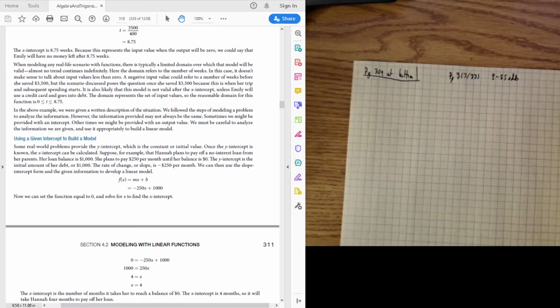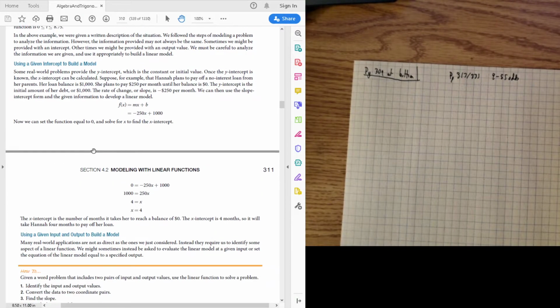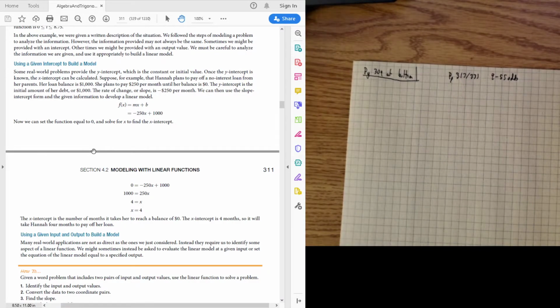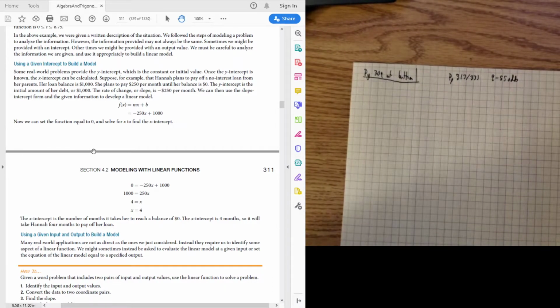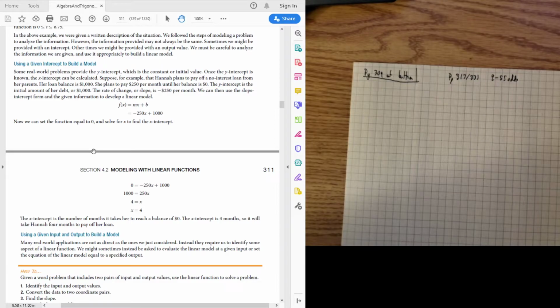Okay, next piece. Given a model. Let's take a look. Suppose, for example, that Hannah plans to pay off a no-interest loan from her parents. The loan balance is $1,000. She plans to pay $250 per month until her balance is zero. That information gives you context to how the rest of these pieces are supposed to fit together.